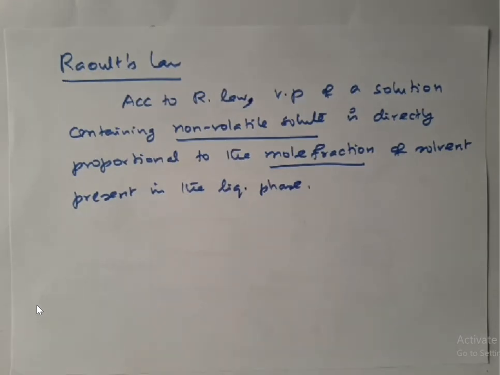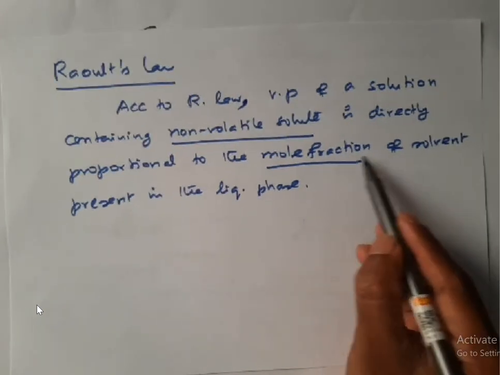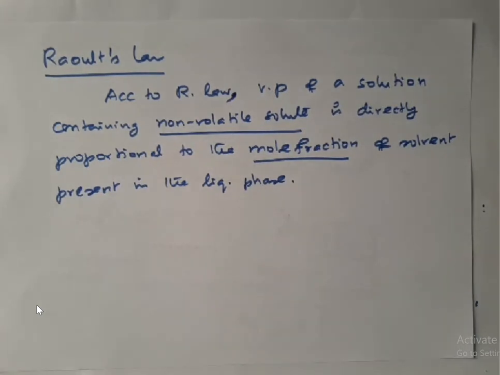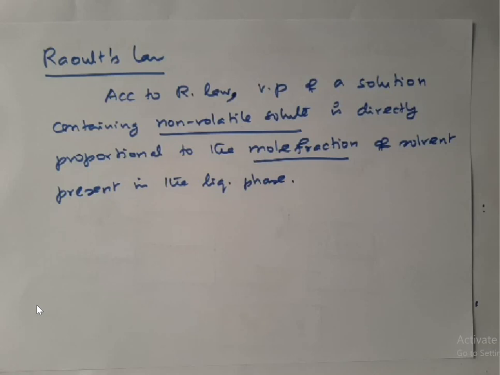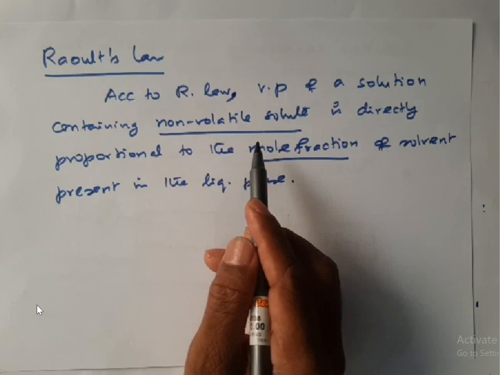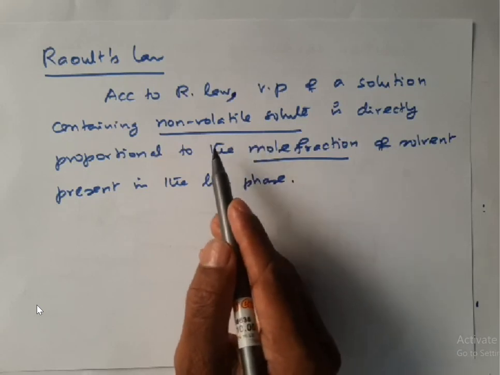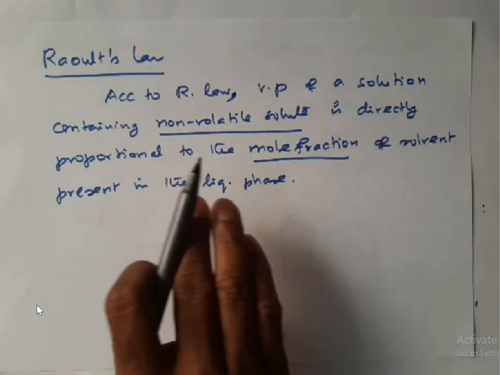Any doubt? Why am I taking only solvent here? Why are we focusing on mole fraction of solvent alone? Why not solute? See, vapor pressure of solution is directly proportional to mole fraction of solvent alone. Why? The reason is solute is non-volatile. It never goes to vapor state, correct? It never goes to vapor. Therefore, the vapor pressure of solution is directly proportional to mole fraction of solvent present in the liquid phase.